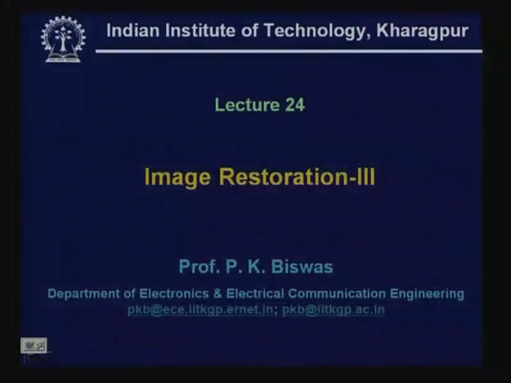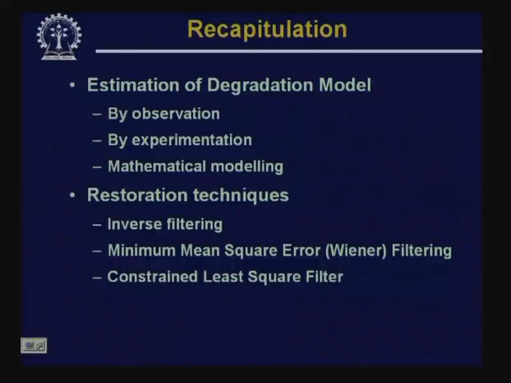For the last few classes, we were discussing restoration of blurred images. What we did in our last class is estimation of degradation models. We have seen that whatever restoration technique we use, the restoration techniques mainly use the a priori knowledge of the degradation model which degrades the image. So, estimation of the degradation model degrading an image is very important for the restoration operation.